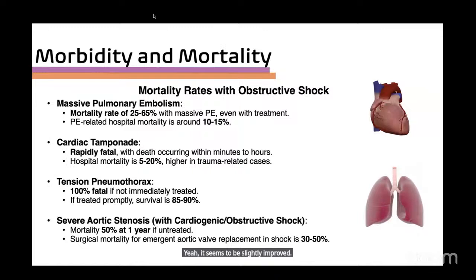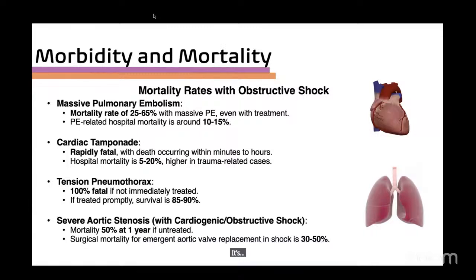Okay. So, all of these morbidity and mortalities related to our obstructive shock phenomena are all very rapidly fatal, especially in certain settings. Things like massive pulmonary embolism, which is greater than 50% occlusion of the great pulmonary vessels, will result in as much as 65% mortality, even in high income or high risk settings. In-hospital mortality is also very high. Cardiac tamponade, if it occurs acutely, is very fatal within minutes.